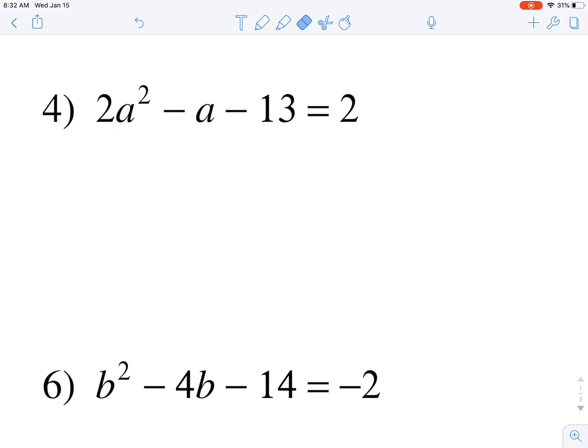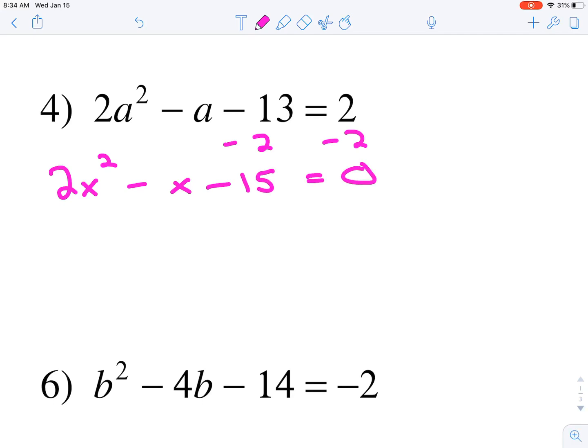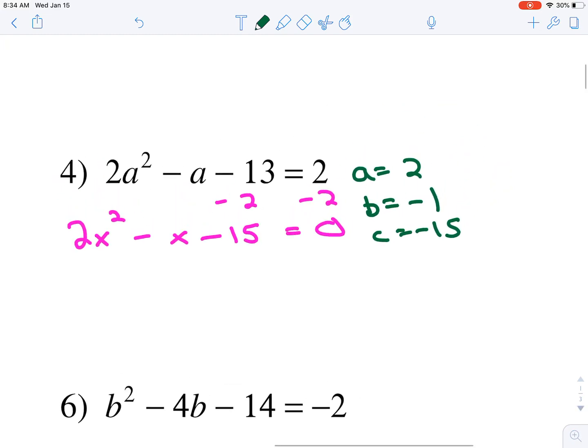The reason I chose 4 is because I just want you guys to be clear that you need to get 0 on one side. So that's going to be 2. And sometimes I'll change x or a to x just because I'm more used to that. Okay. So first thing you want to do on these is write down what a is, what b is, and what c is. And then you're going to plug it into the formula. I'll rewrite it here so we can see it all on the same page.